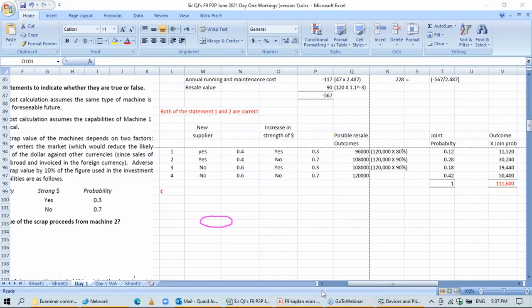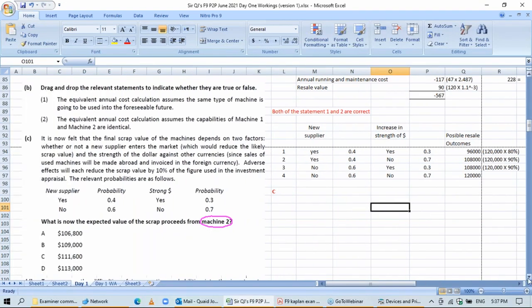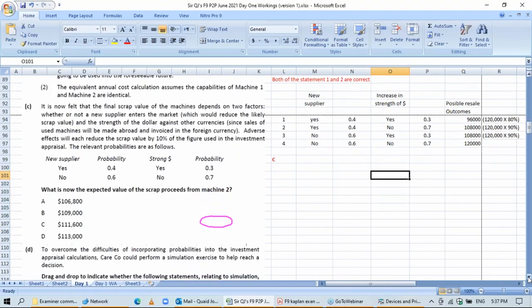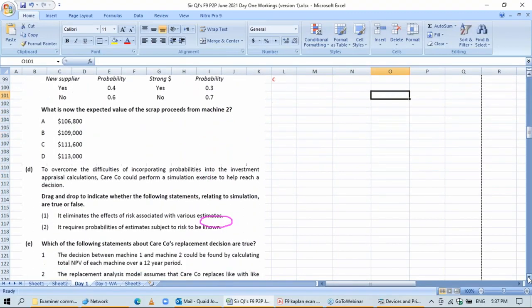Okay, let's move on to the next question, students. Part D and E, and then we will have a small short break, the 10-minute break, and then we'll continue again. So part D.